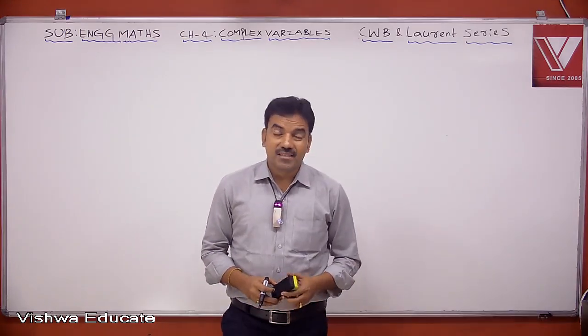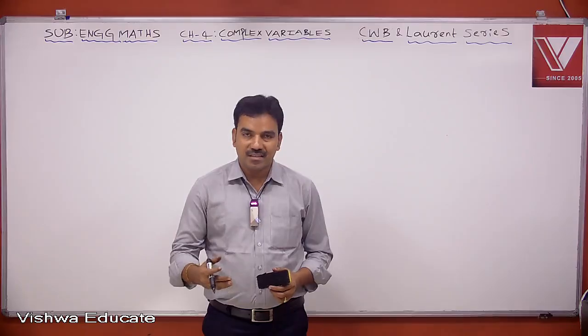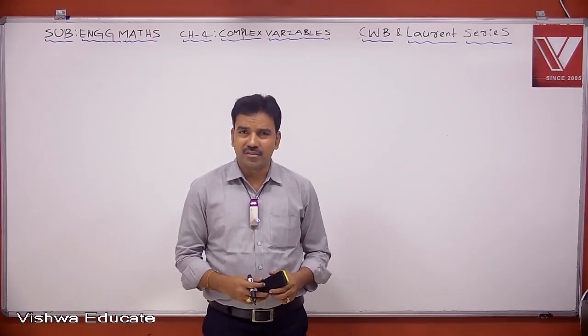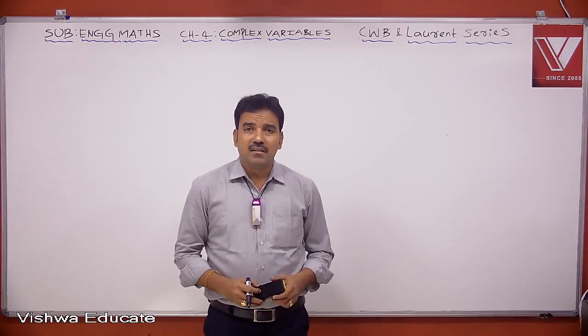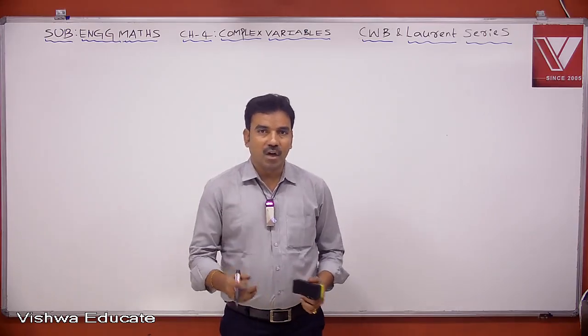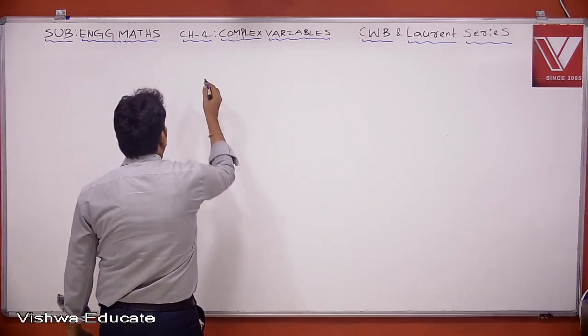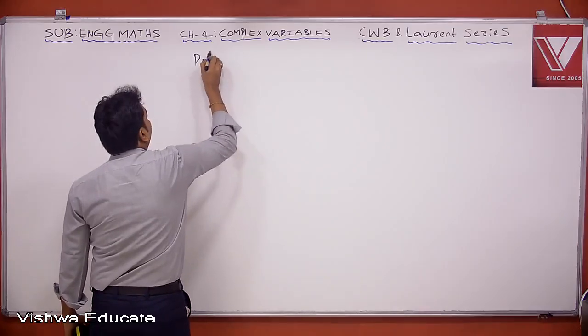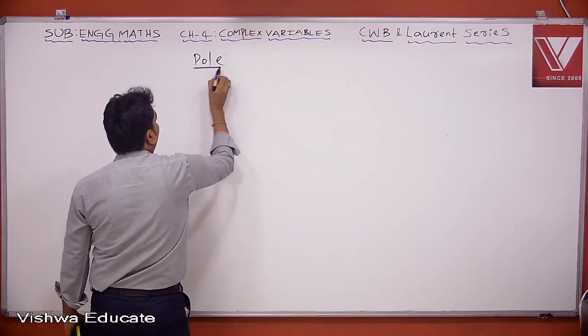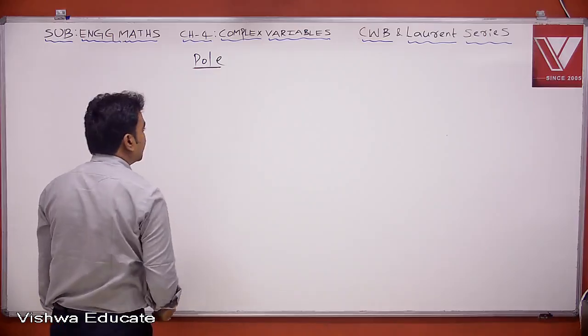Now we were discussing types of singular points in the last session. Maybe at the end of the session we have finished our removable singular point, right? Now we go for the second category of singular point, that is pole. This is very important for our complex variables and contour integration.